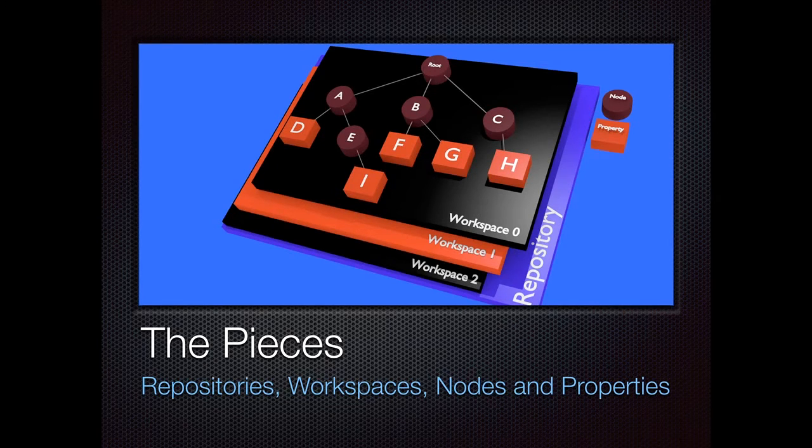It's a good picture of what the overall architecture of Jackrabbit looks like. These are the four things you really need to know: repositories, workspaces, nodes, and properties. This is going to diverge into some other things, but if you know these four things, everything else is cake.